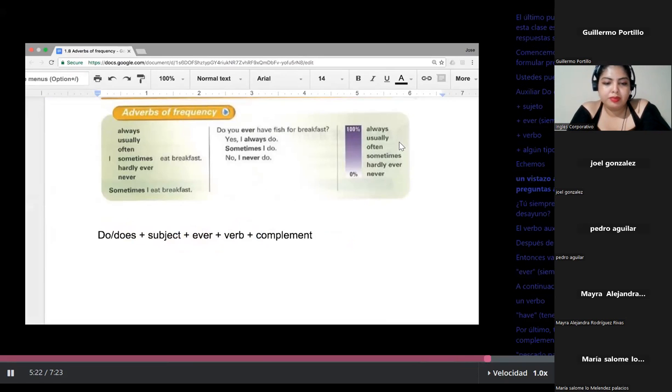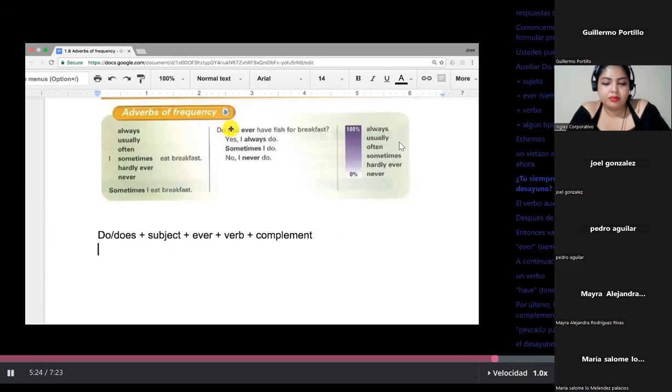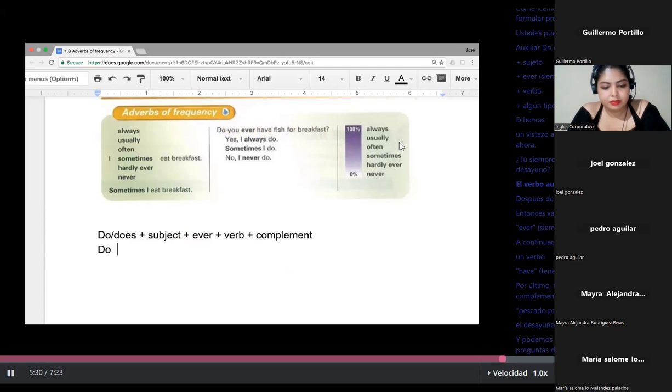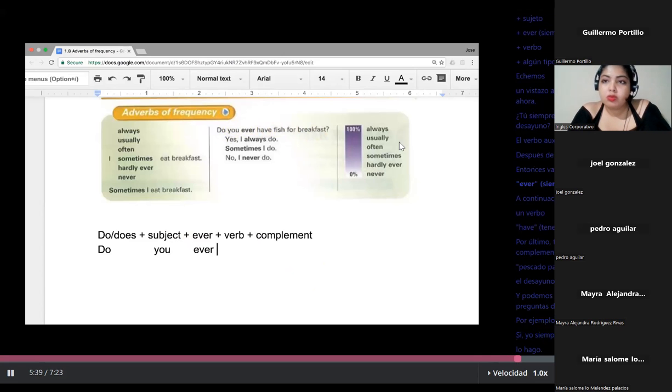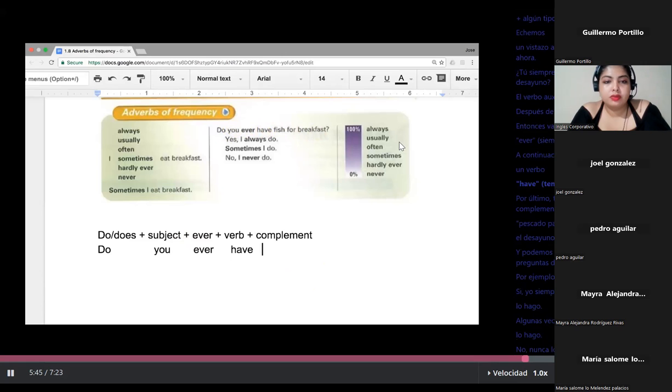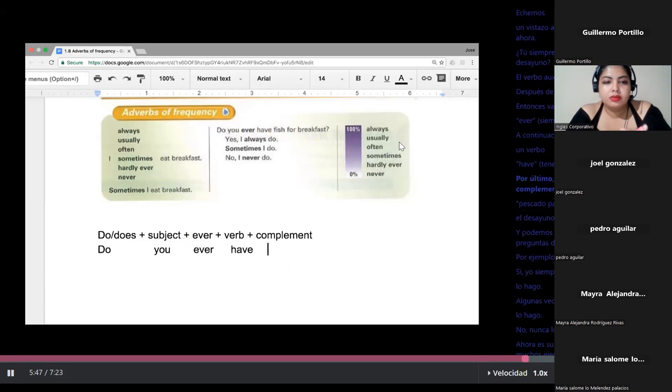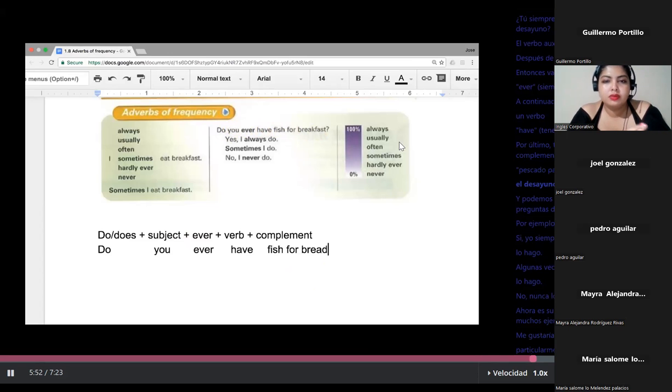Let's take a look at the example question now. Do you ever have fish for breakfast? The auxiliary verb is do. After that, we have the subject, you. Then we will add ever. Next, we will add a verb, have. Finally, we need to add a complement, fish for breakfast.